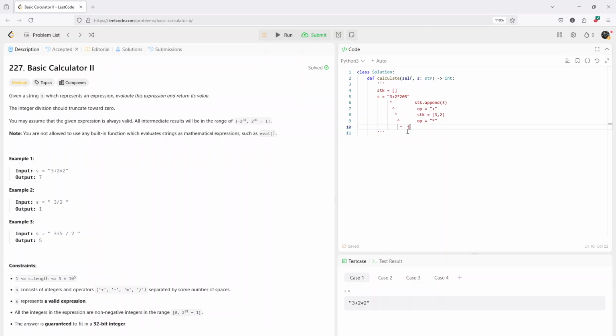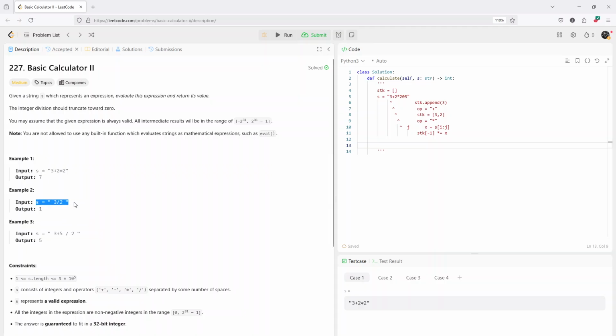So j is going to start at 2, which is numeric, then 0 is numeric, then 5 is numeric, then it's non-numeric. So let's call this x equals s of i to j. Then we do the 2 times the whole 205. So it's going to be stack of the last element times equals x. That takes care of that.